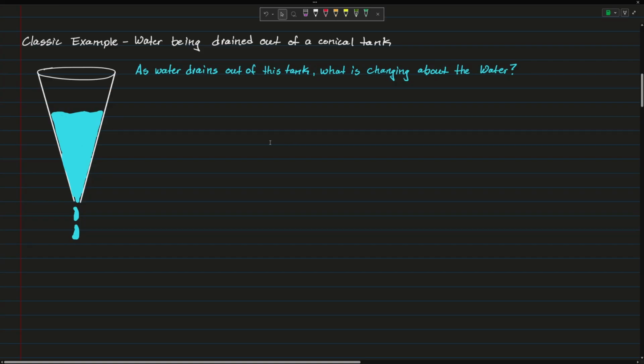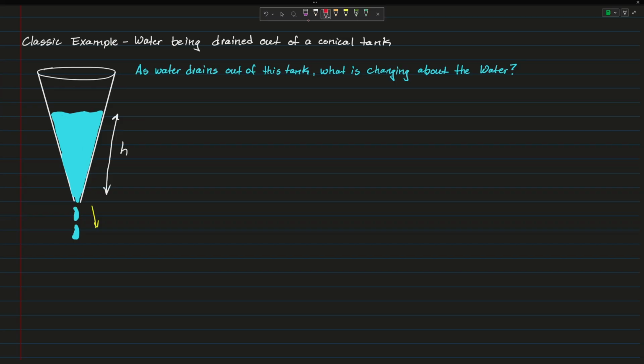A classic example of this is this conical tank. This is a simple version of something that happens in real life. This conical tank is filled with water, and as water drains, things are changing about the shape of the water inside the cone. When water drips out, this level, this height, is going to go down. So there's going to be some rate of change of height.